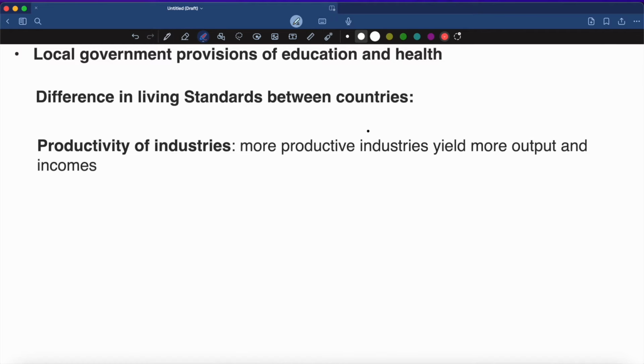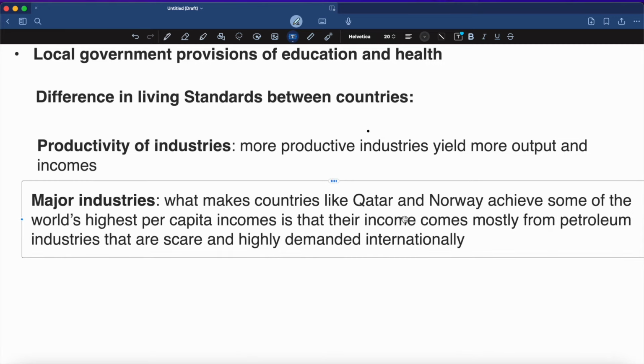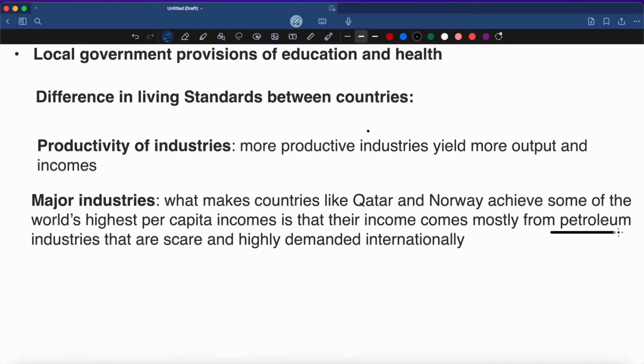And remember, I'm always looking at output with living standards. I'm hoping you've noticed the pattern that every time I talk about output, I'm talking about living standards. So major industries in these countries give them some of the higher per capita incomes because they have scarce resources which are very much in demand internationally. These countries can have a better living standard because of the scarce resources within their country. And that's one other reason why there's a difference in living standards between countries.